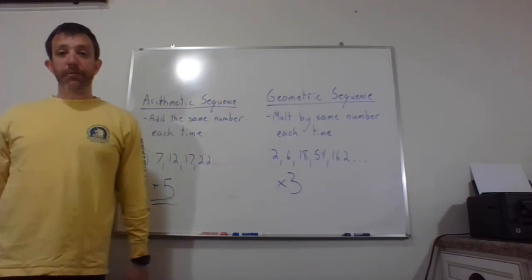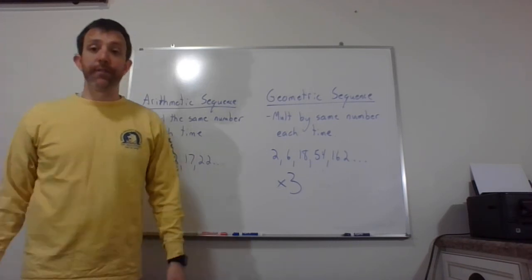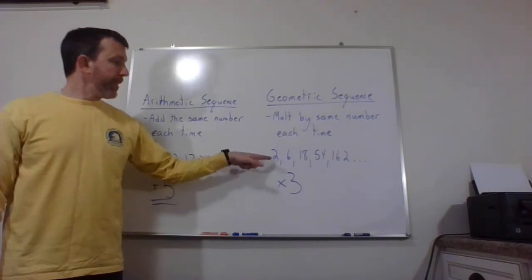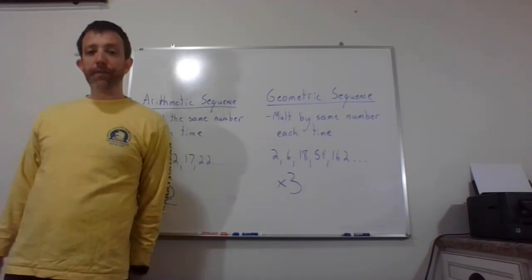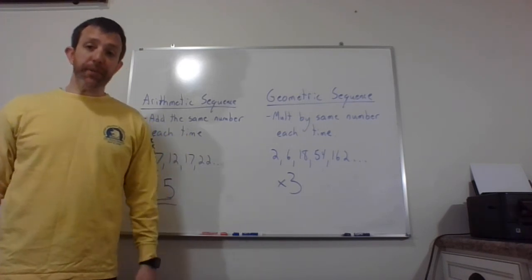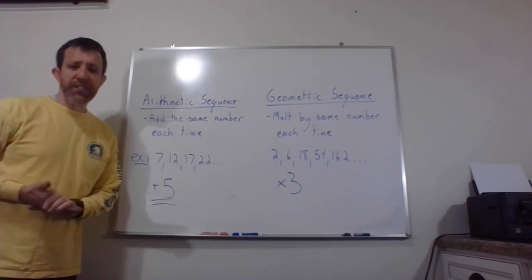A geometric sequence is going to use multiplication. Or again, it could use division. So we're going to multiply by the same number each time. In this case, I have 2, 6, 18, 54, 162. Turns out the rule is that we're multiplying by 3. 2 times 3 is 6, times 3 is 18. It works.